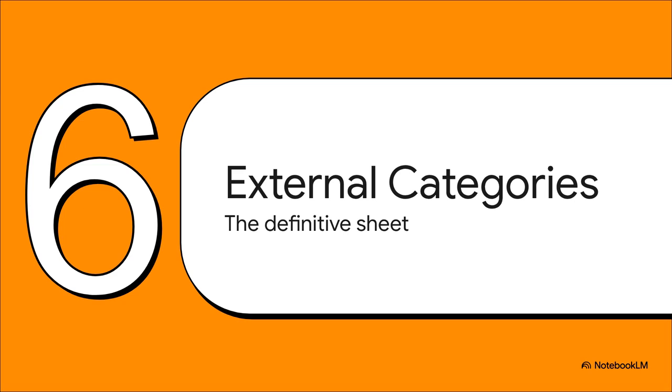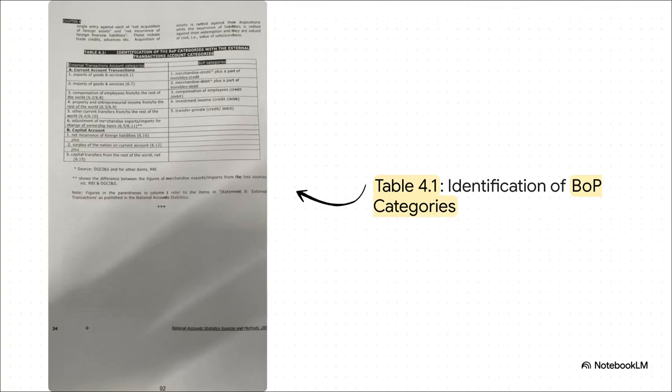And finally, Section 6, External Categories, the definitive sheet. All right, I want you to literally take a mental snapshot of Table 4.1 right here. This is your definitive cheat sheet. It comprehensively links the external transactions account categories directly over to the BOP categories. It is literally the roadmap for how these two massive accounting frameworks talk to each other. Let's zoom in and break down a couple of the most important rows to be sure you've got it.